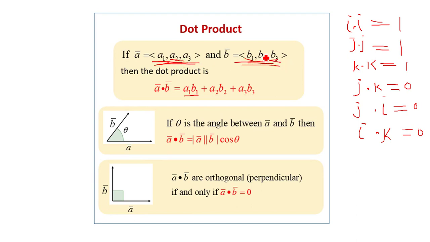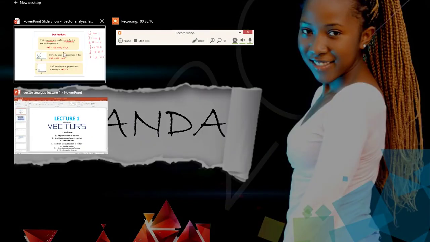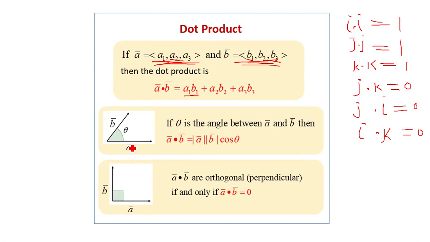The other way you can find the dot product of two vectors is given the angle between the vectors. If you have the angle theta between vector a and vector b, you just find the magnitude of vector a and the magnitude of vector b, and then you say cos of that given angle.